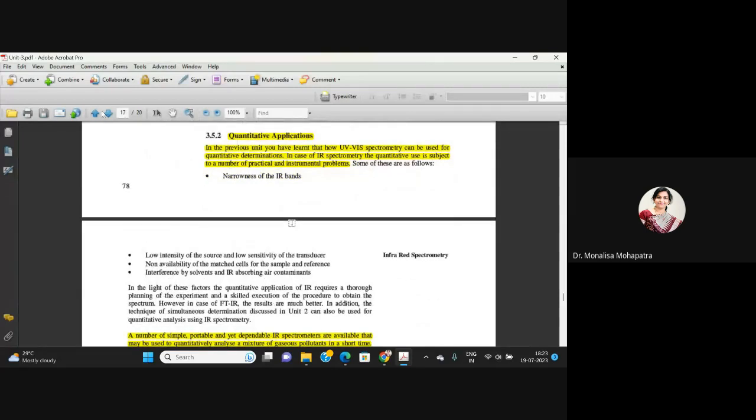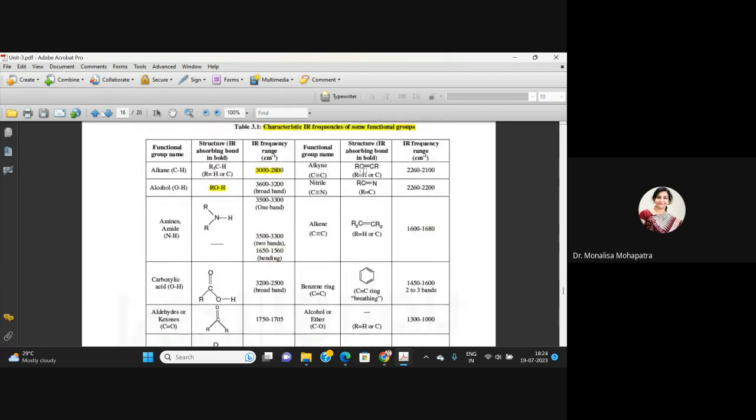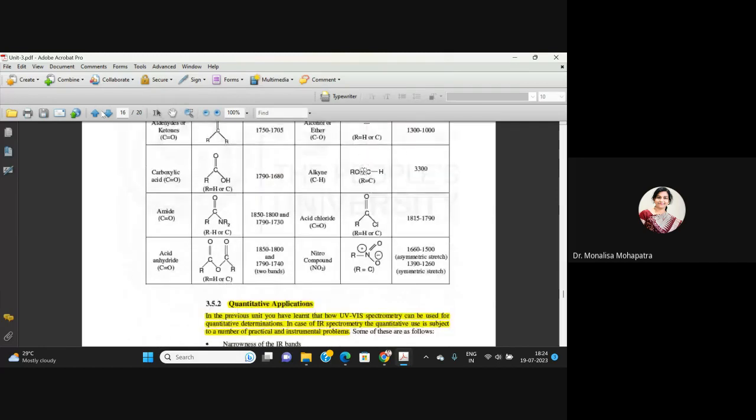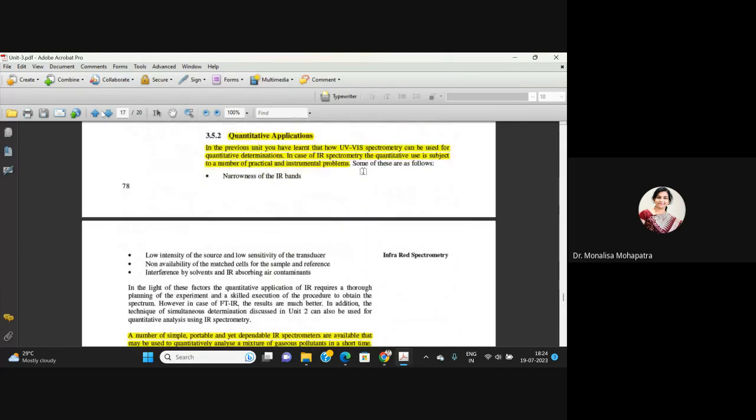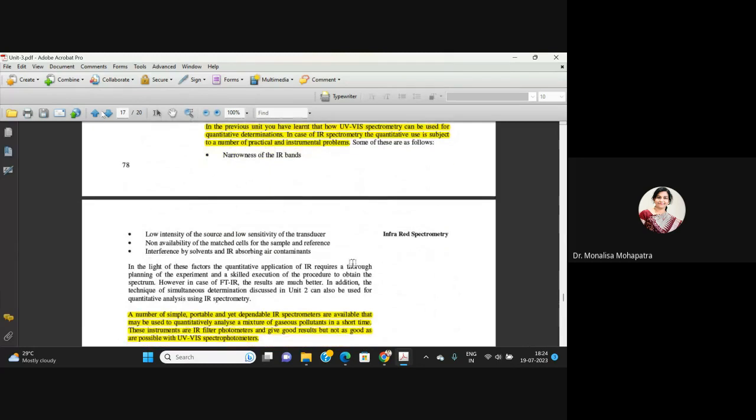Then coming to the quantitative application, in the previous unit we saw that UV visible spectrometry can be used for quantitative determinations. Okay. In case of IR spectrometry, the quantitative use is subject to a number of practical and instrumental problems. These are mostly used for qualitative information, structural elucidation. This IR spectroscopy is mostly used for that. Less use is there for the quantitative application part.